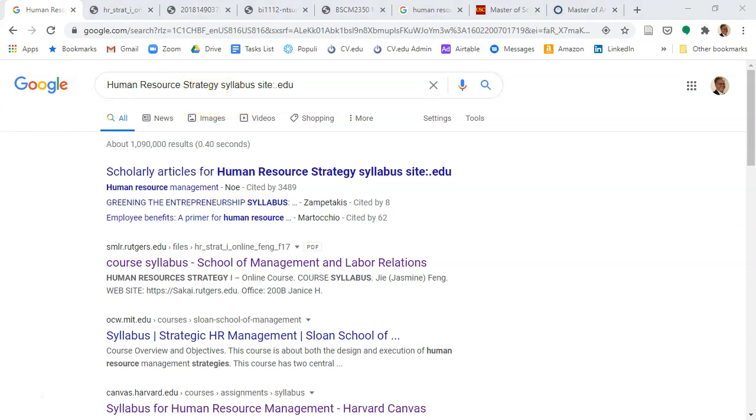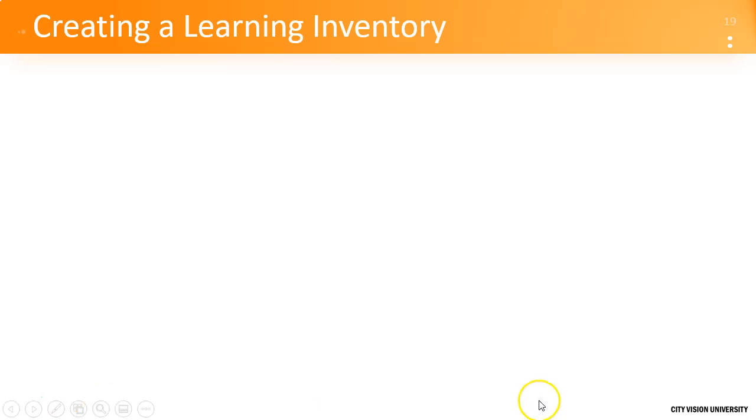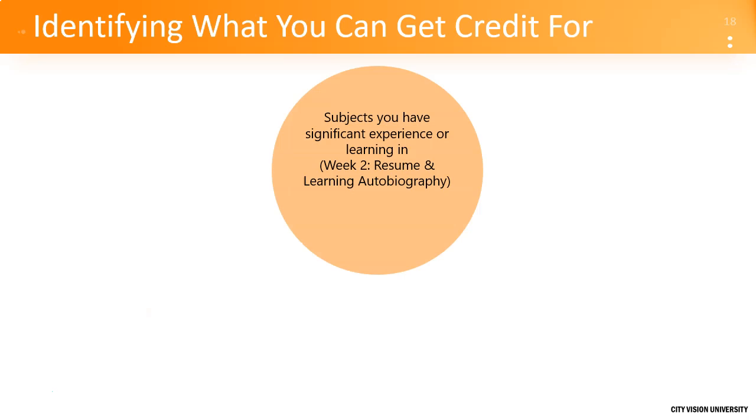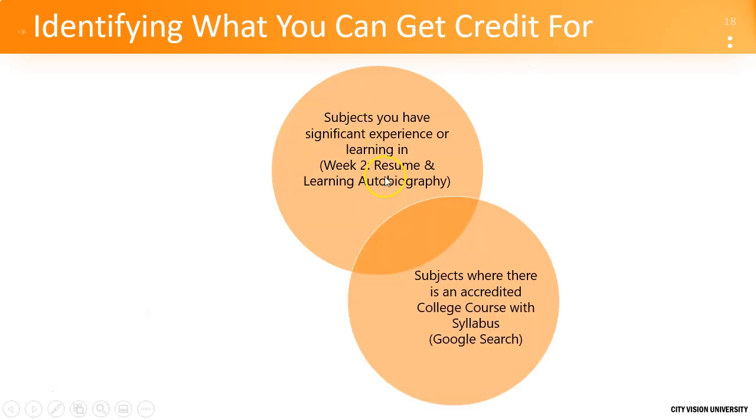If you remember our chart here, if you've ever worked with an accounting department and you've ever tried to get reimbursed for an expense where you didn't have a receipt, the philosophy of accounting departments basically is if you don't have a receipt, it didn't happen. That's kind of the philosophy of accreditors. Ultimately, if you don't have a documentation trail, it didn't happen, and you can't get credit for it. So just explaining again what you can get credit for. This is what you have experience in. This is subjects where there's an accredited college course with a syllabus.